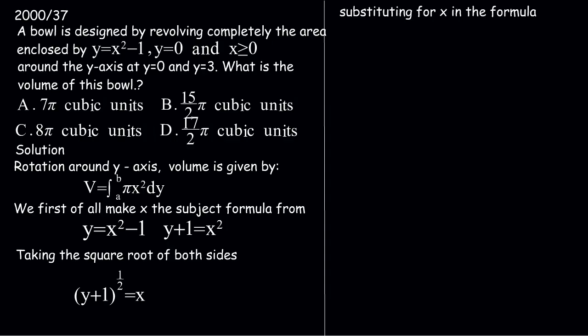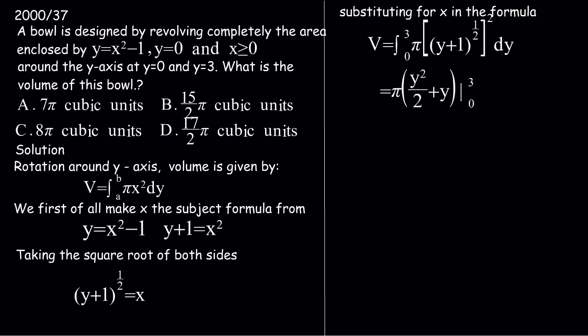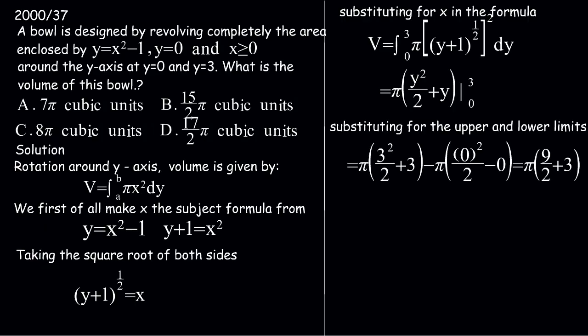Now substituting x in the formula, our volume will be equal to the integral of pi in bracket y plus 1 to the power of 1 over 2 dy from 3 to 0, and integrating it becomes pi in bracket y squared divided by 2 plus y from 3 to 0. At this point we are going to be substituting for the upper and lower limit, and when we substitute it will be equal to pi in bracket 3 squared divided by 2 plus 3 minus pi in bracket 0 squared divided by 2 minus 0, which will be equal to pi in bracket 9 divided by 2 plus 3, which will be equal to 15 divided by 2 pi cube units.